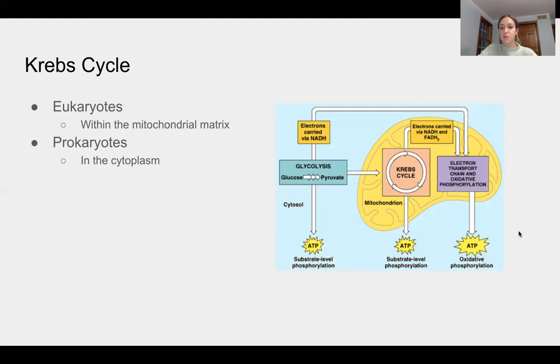The Krebs cycle in eukaryotes occurs within the mitochondrial matrix, and in prokaryotes, it occurs in the cytoplasm, as expected. Here I have a little picture that has a couple of these steps. It shows how this is for eukaryotes, obviously, showing how the Krebs cycle and electron transport are occurring within the mitochondria.